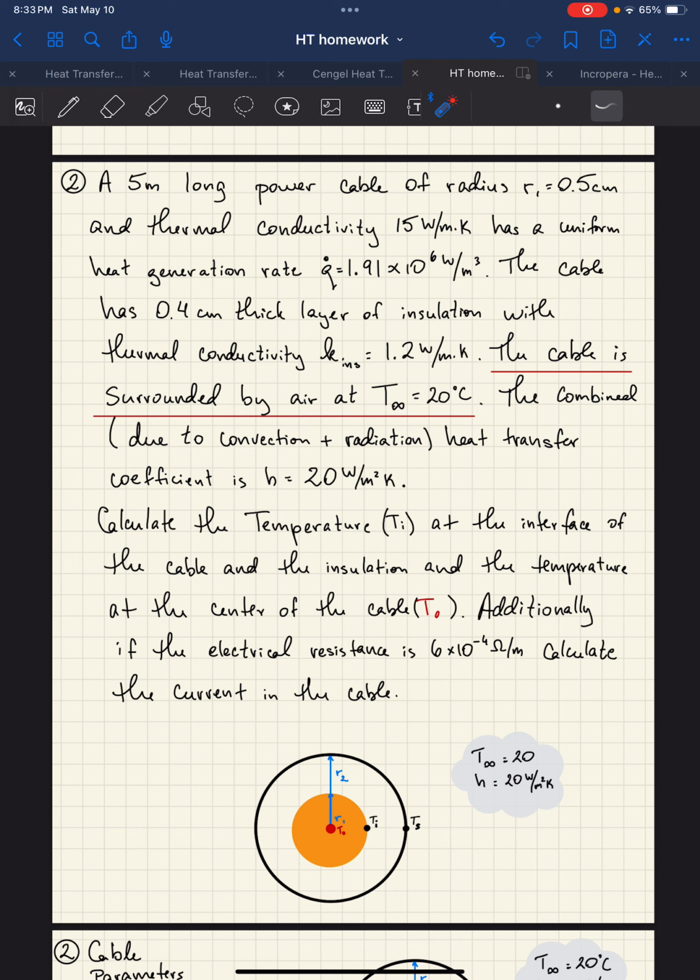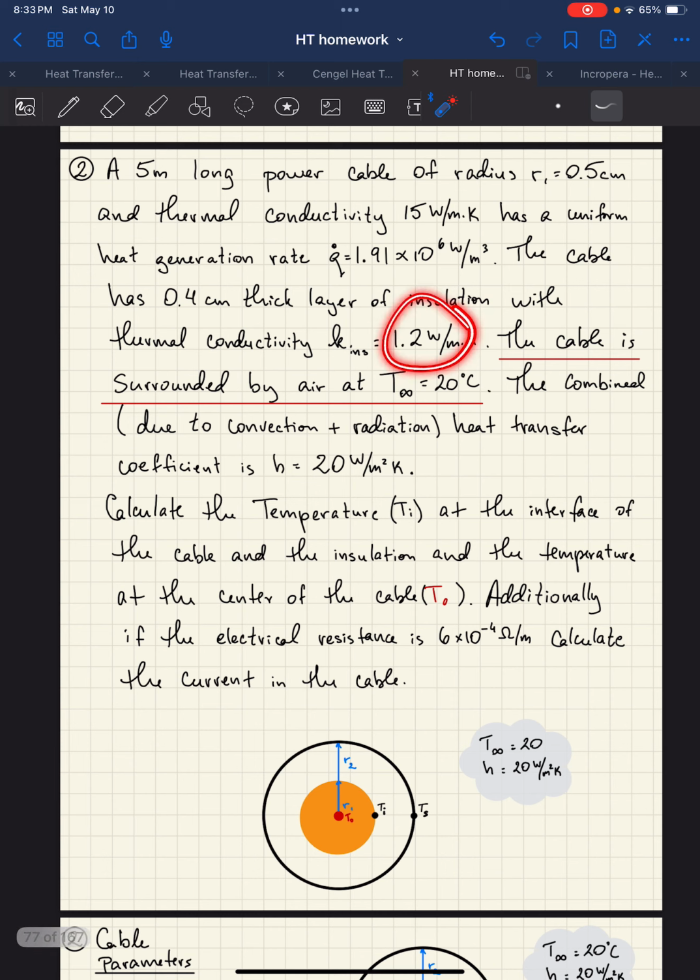Okay. They give you the parameters. They say that the insulation is 0.4 centimeters thick. They give you the thermal conductivity of the insulation. They say the cable is surrounded by air at 20 degrees Celsius. Okay. In this part, I was nice. I said that the combined heat transfer coefficient. So I basically combined the effects of convection and radiation into one heat transfer coefficient, just to make it a little bit easier. I just gave you the combined one. Okay. So we're asked to calculate the temperature right here, Ti, at the interface of the cable and the insulation, and also the temperature at the center. Additionally, they want you to calculate what is the current flowing in the cable.